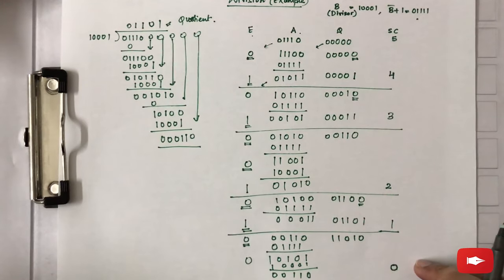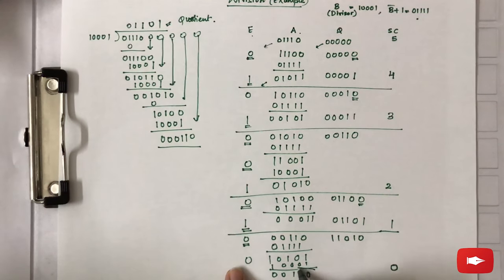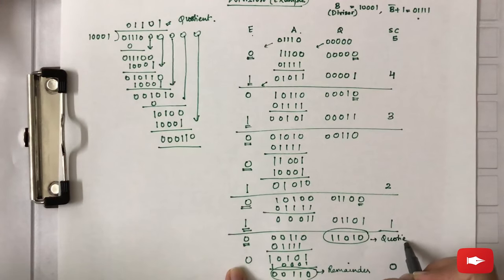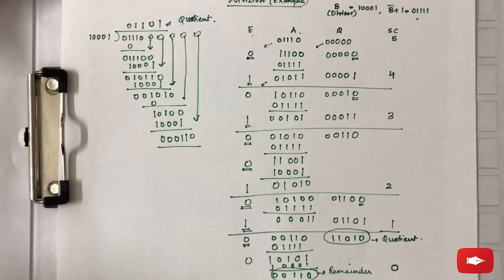The steps are to be performed until you get the sequence counter to be 0. After that, the value stored in A, that is this value, is your final remainder, and the value that you get in Q is your final quotient. So this is how division is implemented using hardware. I hope this video was useful to you. Thank you.